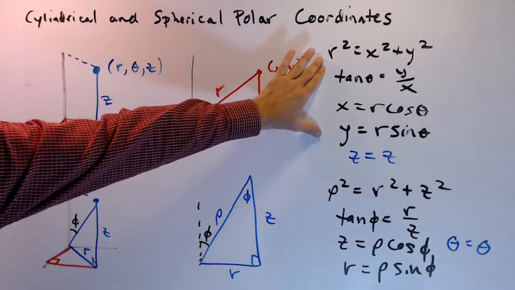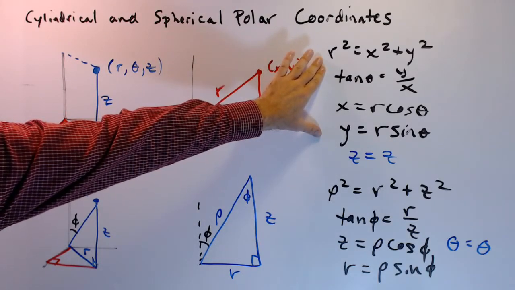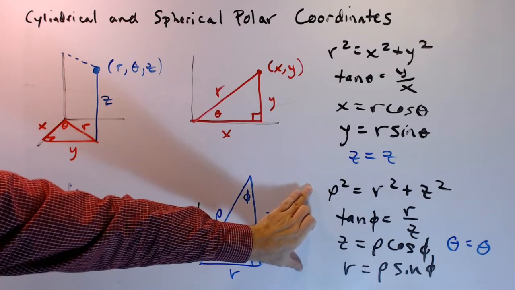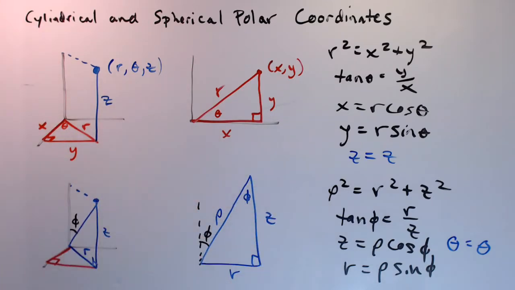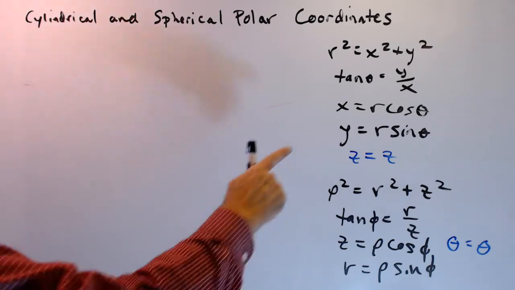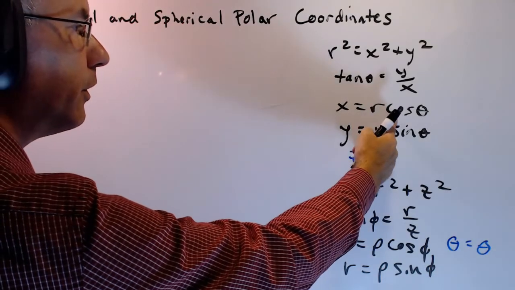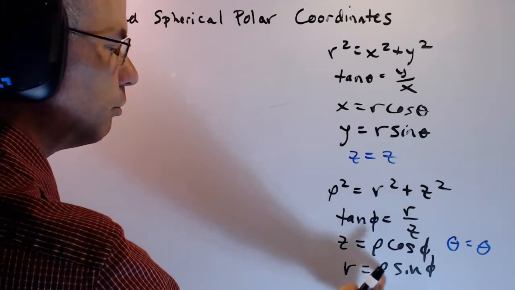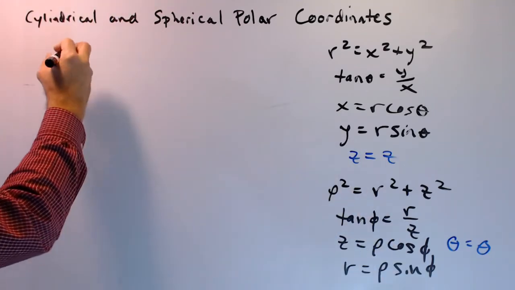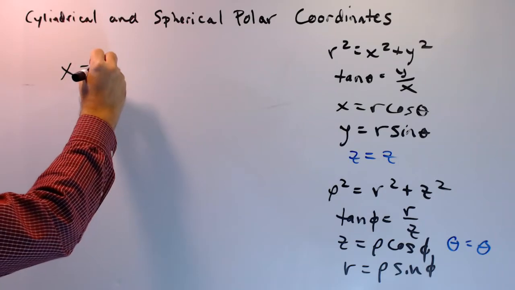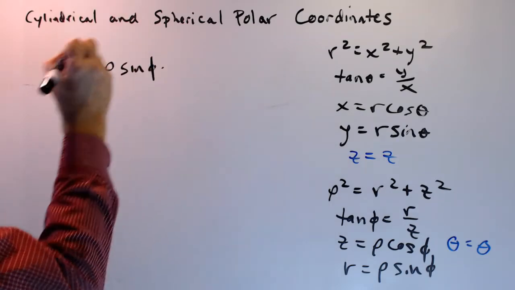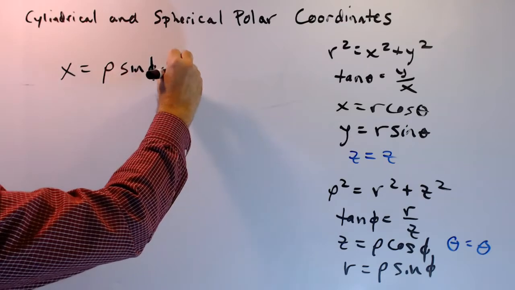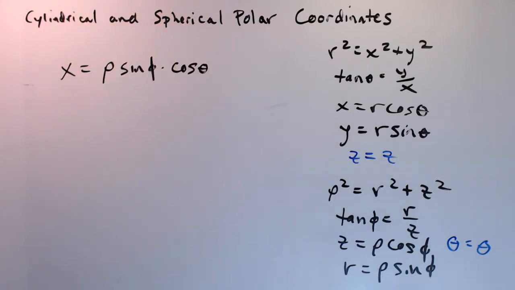So these equations show us how to convert between Cartesian and cylindrical coordinates. These show us how to convert between cylindrical and spherical polar coordinates. So the obvious question is, how do we convert between Cartesian and spherical polar coordinates? x is equal to r cosine theta, but r is equal to rho sine phi. So x is equal to rho sine phi times cosine theta, where rho sine phi is simply equal to r.